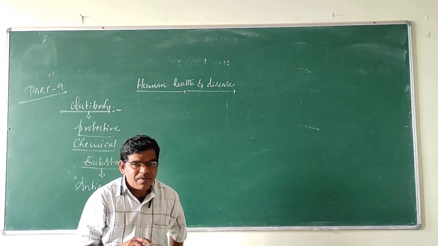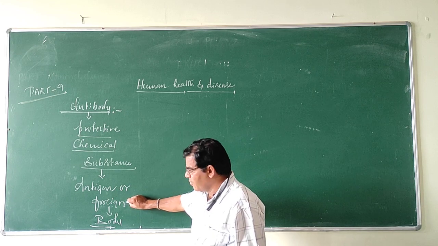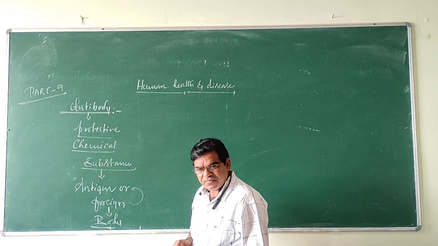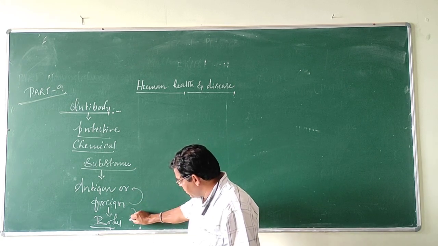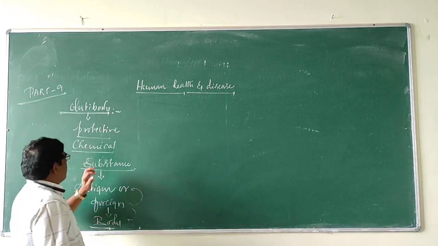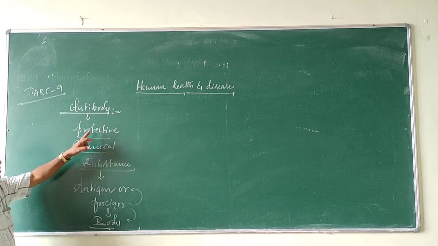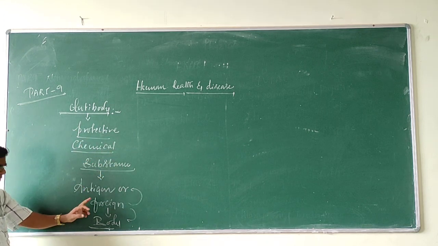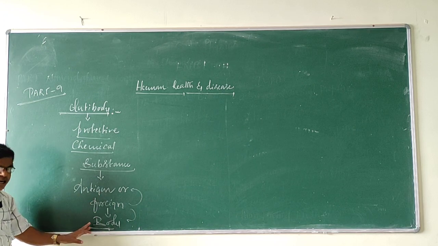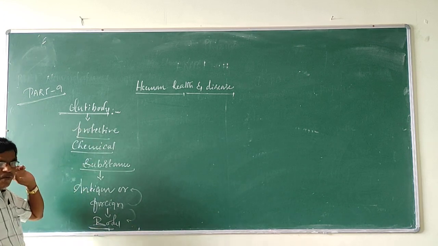It is developed or produced when the antigen, this antigen is nothing but foreign substance. The foreign substance is called antigen. So when this foreign substance entered into the body, antibodies are produced. So protective chemical substances are produced when antigen or foreign substances entered into the body. Thus, this is the definition for antibody.